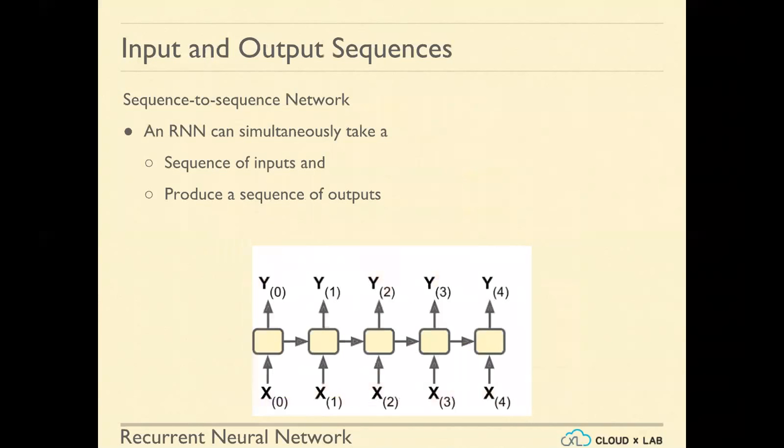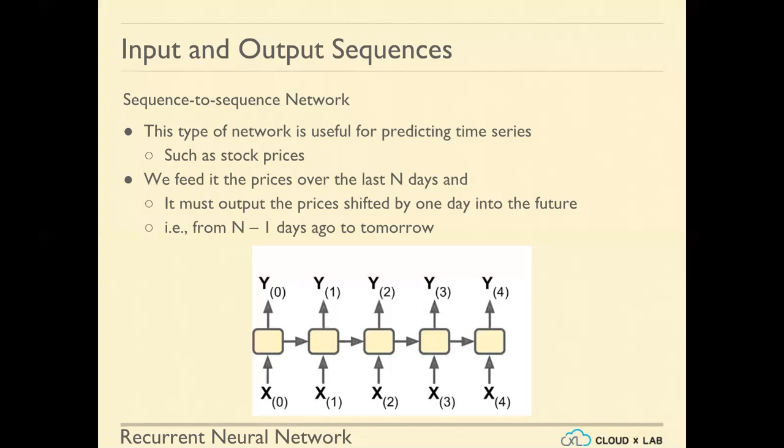Now this was simply recursion, or you can say a recurrent network. Now, a recurrent neural network can behave like a sequence-to-sequence network, meaning an RNN can simultaneously take a sequence of inputs and produce a sequence of outputs, right? So we are feeding inputs, we are getting outputs. So this is basically called a sequence-to-sequence network. Sometimes that's not the case, as we'll study further.